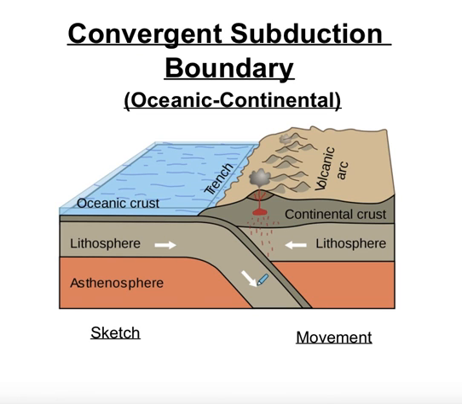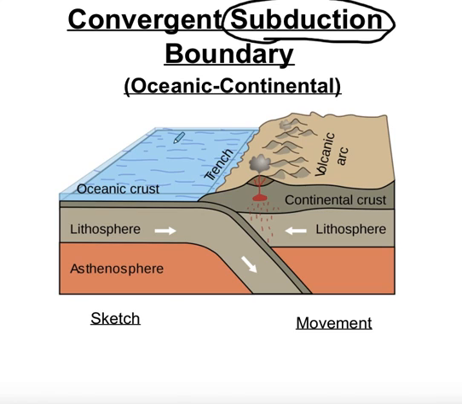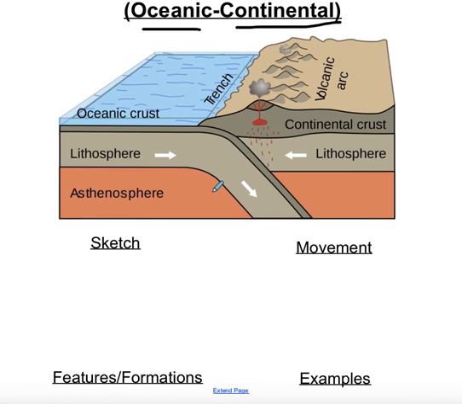The last boundary in your chart is also a subduction boundary. Remember, subduction means that one is going under the other one. But this one says oceanic continental. Here we have two different types of crust meeting, not the same. So in our picture, the arrows will be doing the same thing: one will go straight and one will curve down underneath it. But when I label them, I'm going to label them differently.